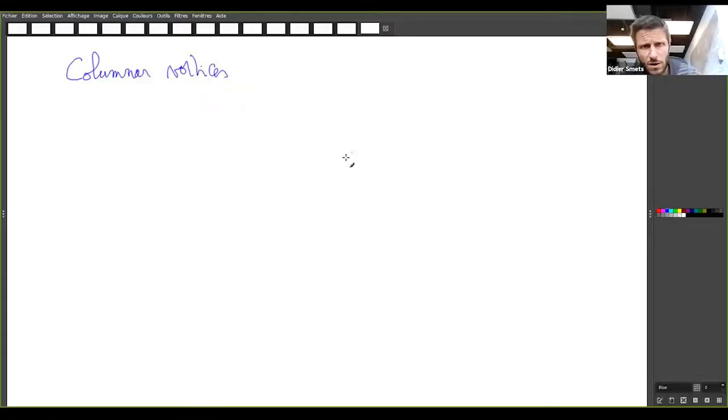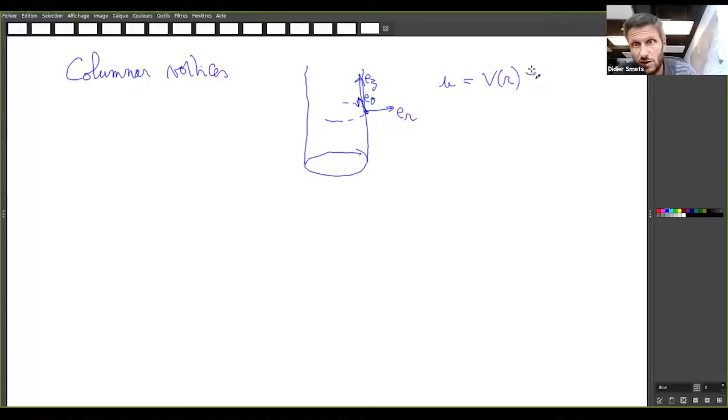Okay, so columnar vortices would be, let me go into cylindrical coordinates to write the flow. I'll try to make a picture here. So I have the vector e_r, the vector e_theta, which will be here, and my e_z, which will be vertical here. I'm considering a vector field of the form U, it's just circling around the cylinder. So it's a function of r along e_theta. It's a circular flow, and it's the same in all the planes. It does not depend on z.